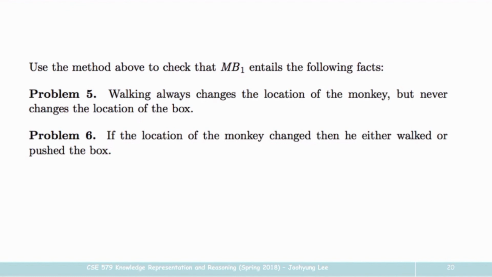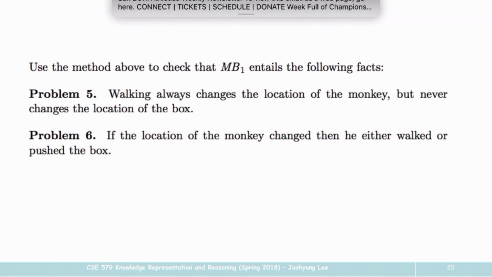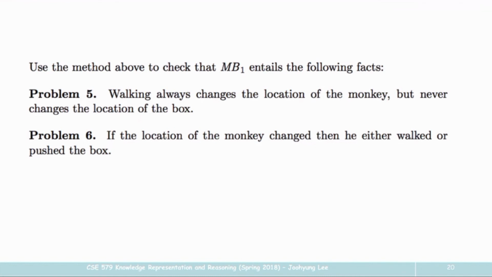Problem 6: if the location of the monkey changes, then he either walked or pushed the box. Okay? So the monkey cannot teleport. So it has to do this action. So unless there's a cause for this, the monkey cannot change location. Okay? You have to also check this claim. So the hint is the same as before. You just formalize this domain in terms of query. And for the internal checking, you have to negate the conclusion and check whether Clingo returns no stable model. Okay?